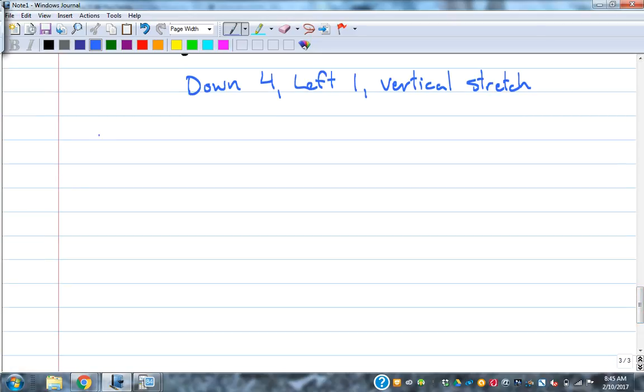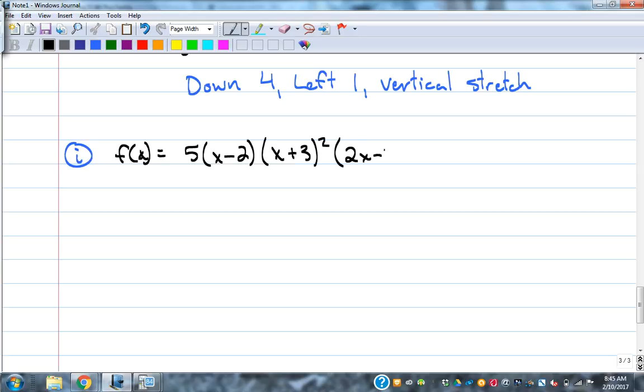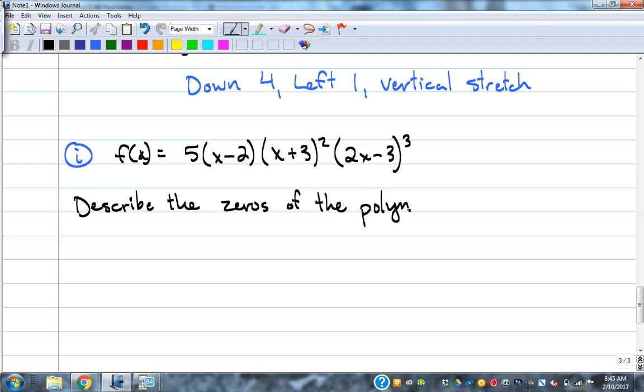All right. Let's look at this one. f of x is equal to 5 parentheses x minus 2 parentheses x plus 3 squared parentheses 2x minus 3 cubed. We want to describe the zeros of the polynomial. It's a little terminology mixed in with this.